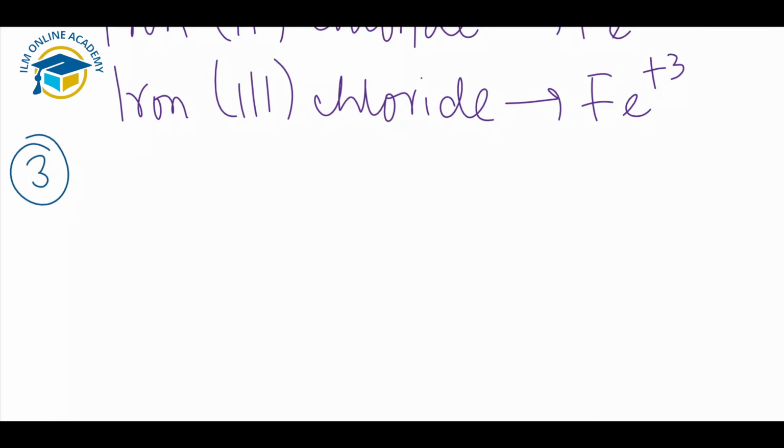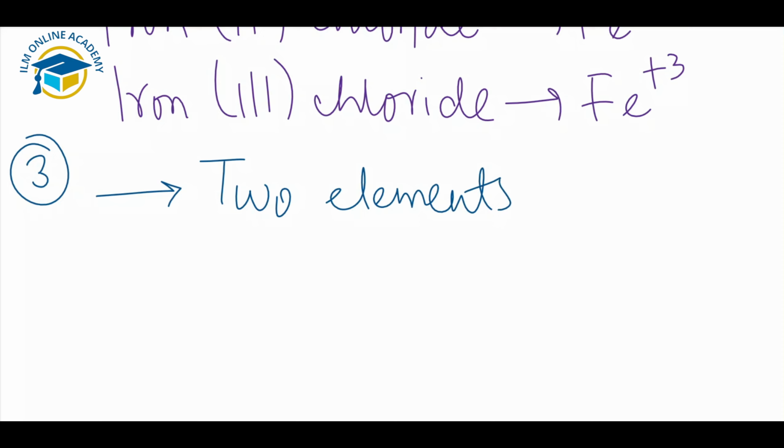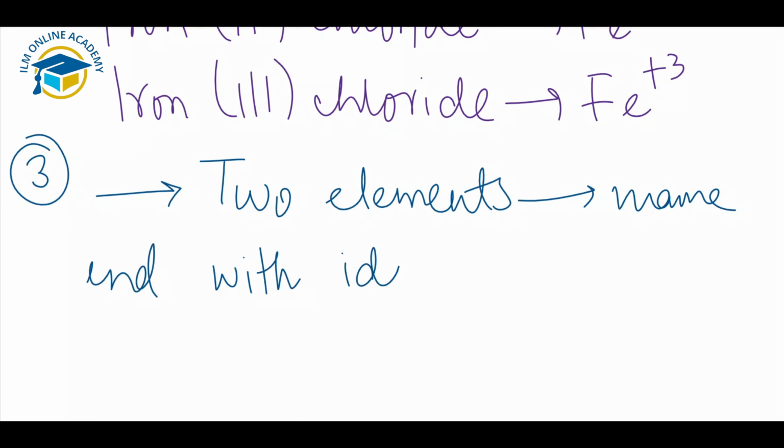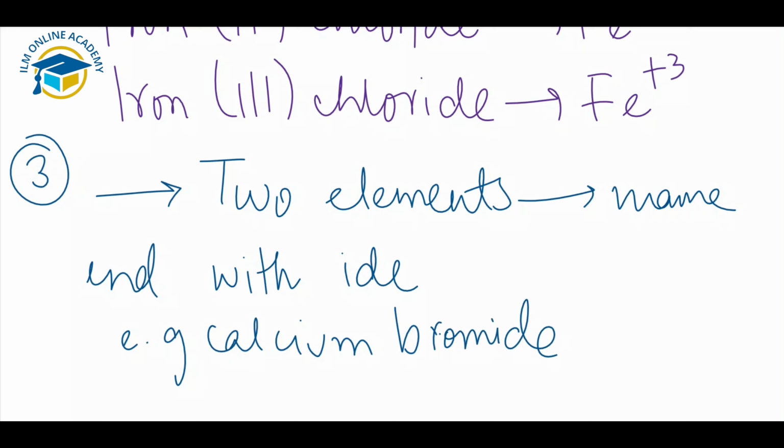Compounds containing only 2 elements have names ending with IDE. If 2 elements are present there, then the name will end with IDE. For example, we have sodium chloride, calcium bromide, sodium bromide, magnesium nitride.